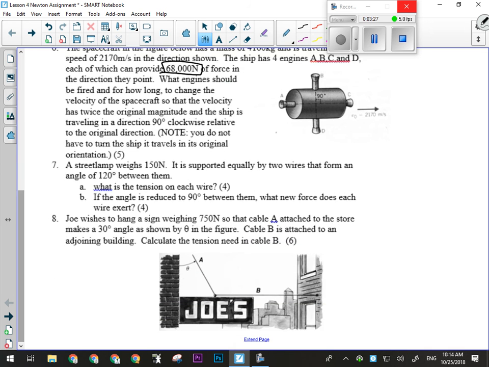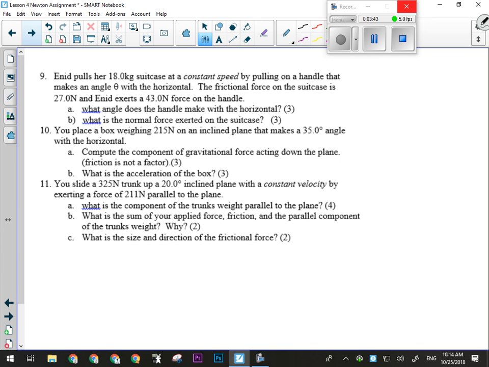For 7 and 8, we have done questions exactly like these in class. They are static questions, so watch out for those. You guys know how to do them. We've done ones like them before. Question number 9: a suitcase being pulled at a constant speed, pulling on a handle that makes an unknown angle with the horizontal. It tells you the frictional force, and it tells you also that the person exerts 43 newtons of force on the handle. So we know some of the forces there.